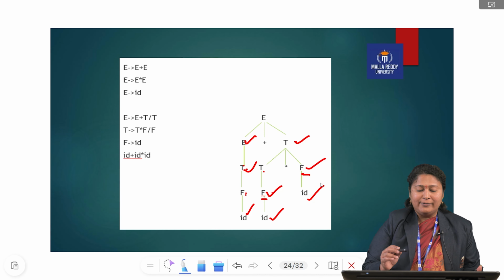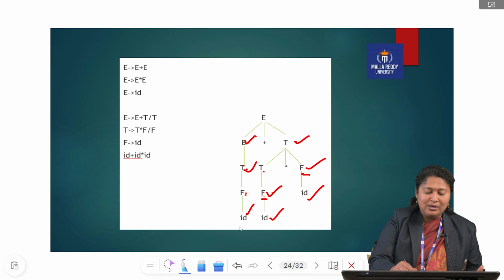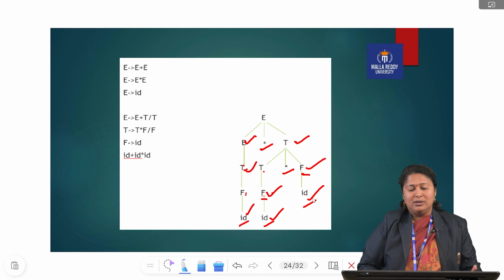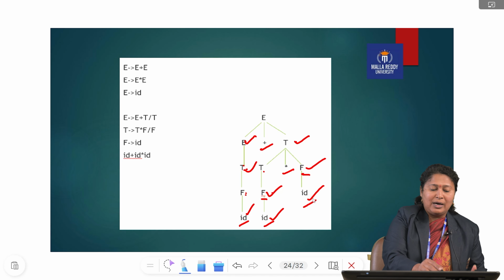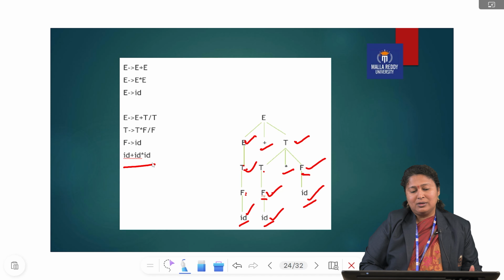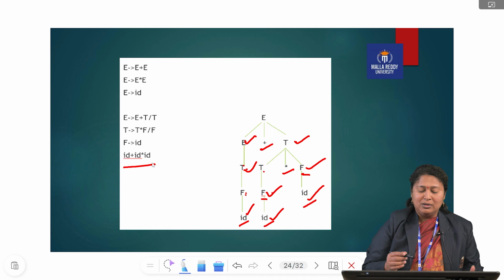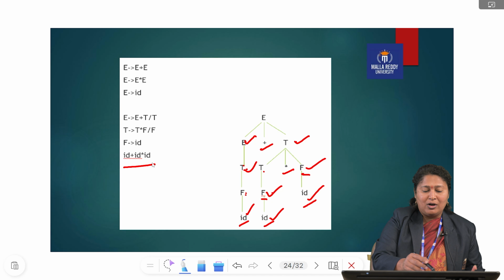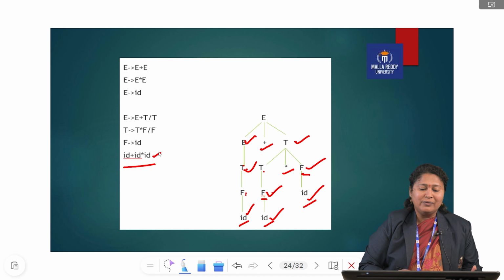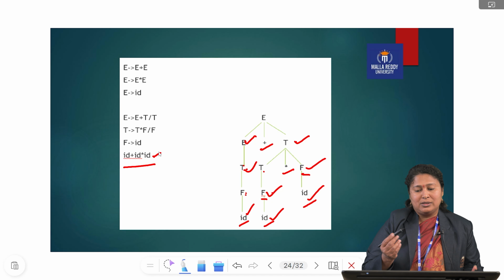You collect all the leaves. So what are the leaves here? ID plus ID cross ID. So you collect these leaves and we will achieve this string. Then your system says that yes, it is according to the grammar. There are no errors, it will not display any errors. Otherwise, if you are not able to achieve this input string from the given grammar, it shows us an error. The particular error is present in this particular line. This is a compiler error.